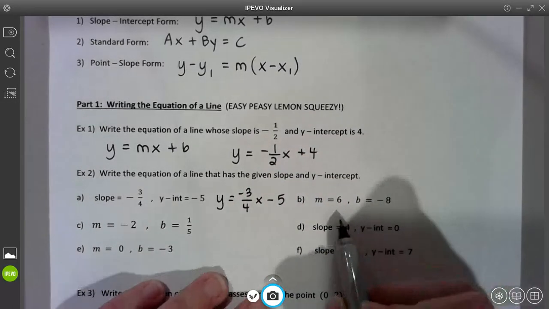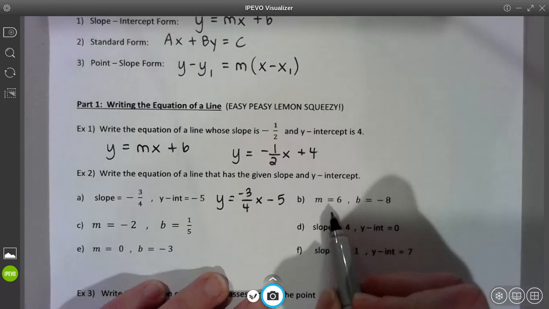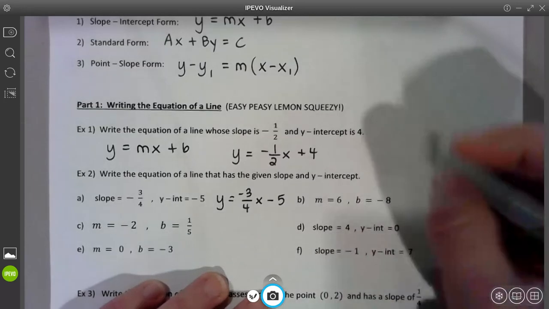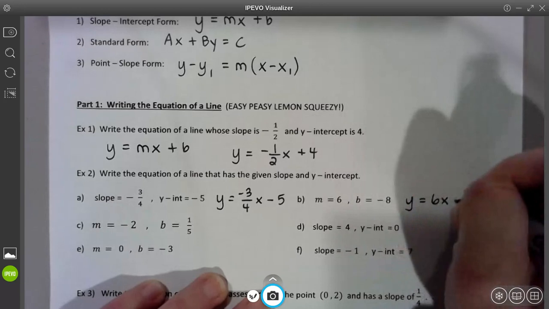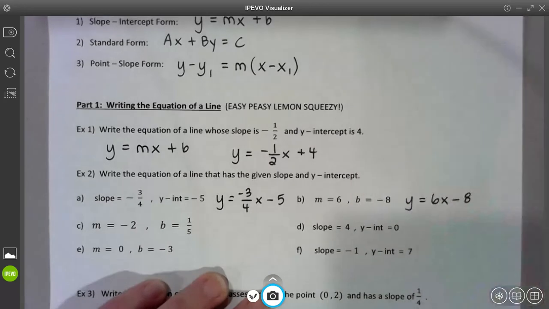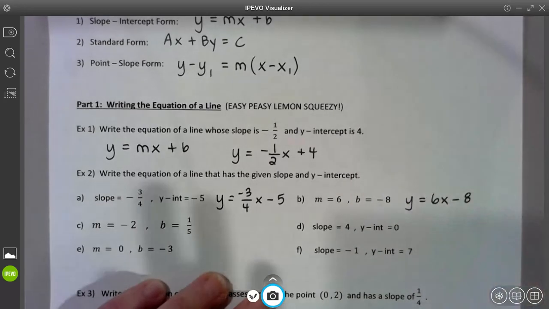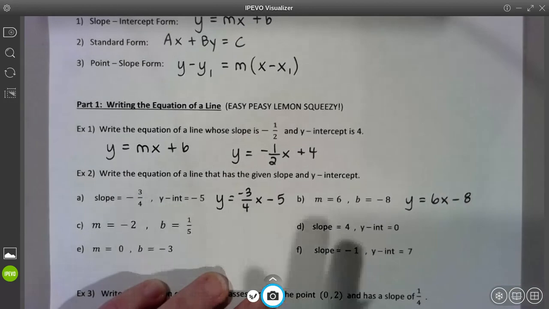New problem. Now we have to write the equation of a line whose m is 6 and whose b is negative 8. Pop them in, call it a day. Y equals 6 times x plus negative 8, which is just minus 8. Nice and easy. This is how easy it should be if they tell you the slope and the y-intercept.